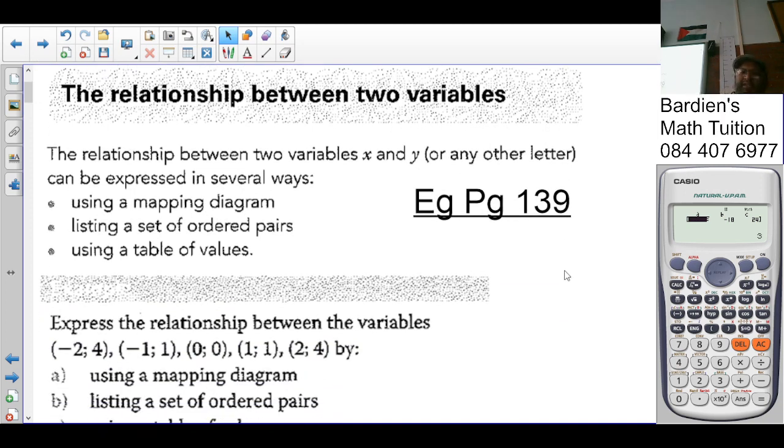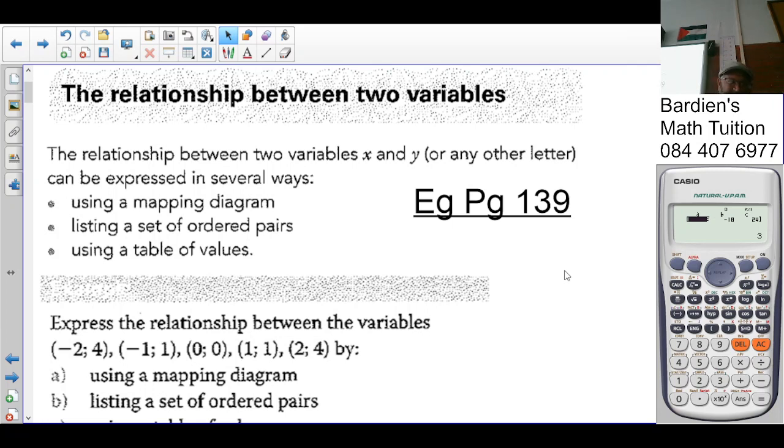So we are told that the relationship between two variables. Where else did we see that? The relationship between two variables. We did straight line graphs, not so? So a straight line is also a function. And you will see now today what functions are and so on.